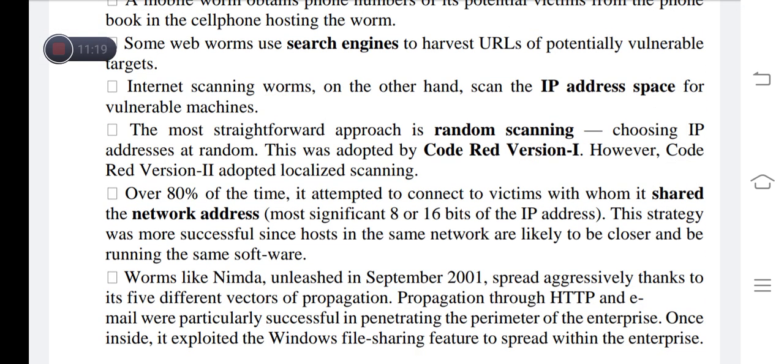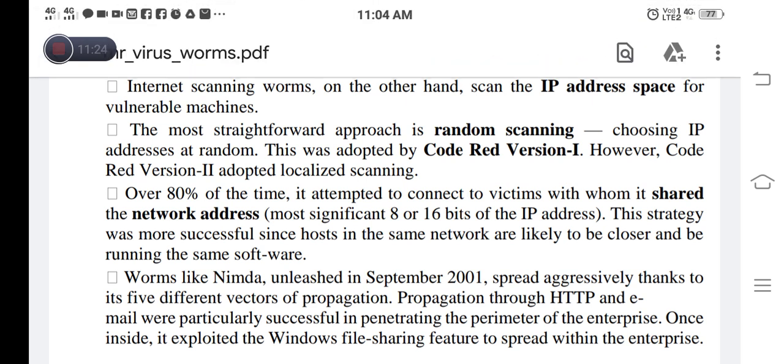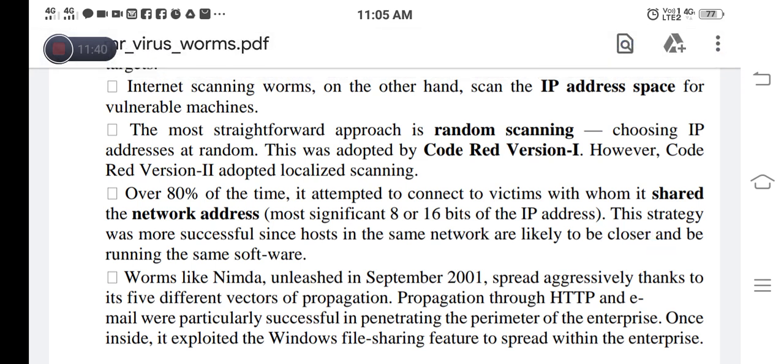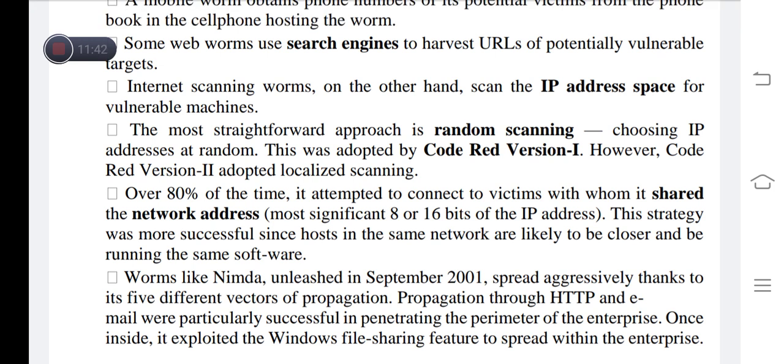Localized scanning means, for example, we have shared network addresses. In shared network addresses, hosts in the same network are likely to be closer and be running the same software. So this is an example of localized scanning. That is, over 80% of the time it attempted to connect to victims with whom it shared the network addresses. This is used by Code Red version 2.